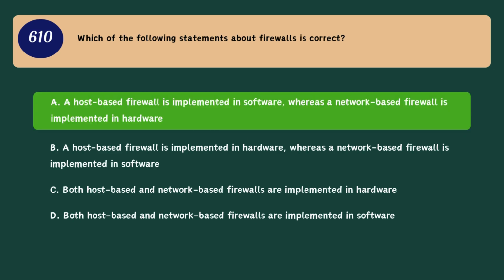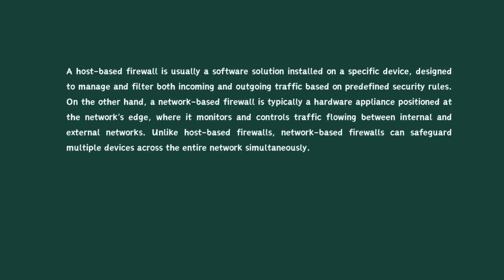Correct answer: A. A host-based firewall is implemented in software, whereas a network-based firewall is implemented in hardware. A host-based firewall is usually a software solution installed on a specific device, designed to manage and filter both incoming and outgoing traffic based on predefined security rules. On the other hand, a network-based firewall is typically a hardware appliance positioned at the network's edge, where it monitors and controls traffic flowing between internal and external networks. Unlike host-based firewalls, network-based firewalls can safeguard multiple devices across the entire network simultaneously.